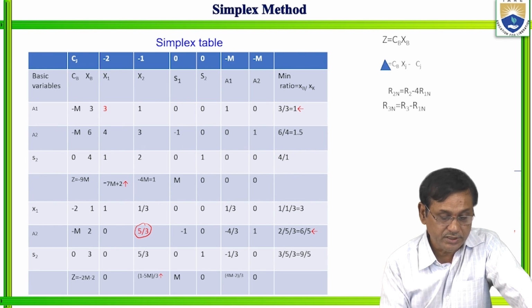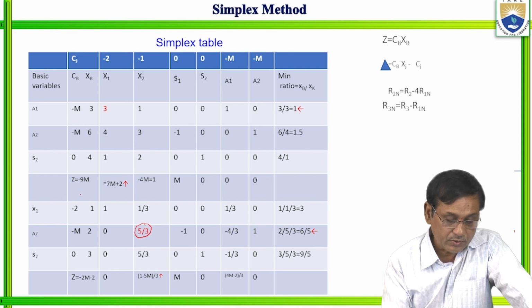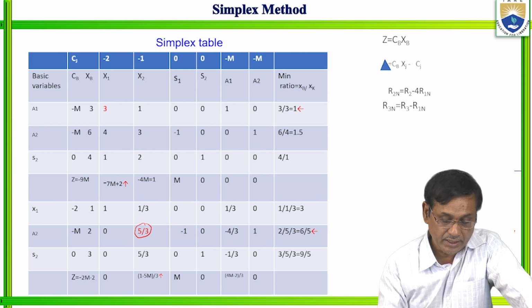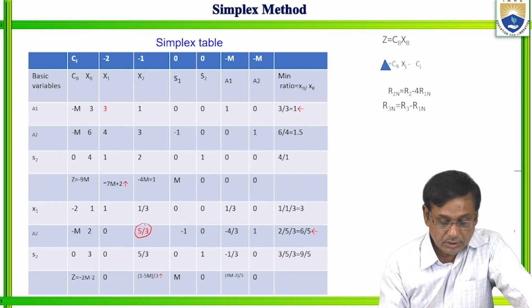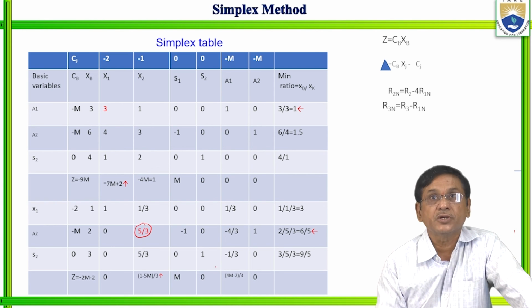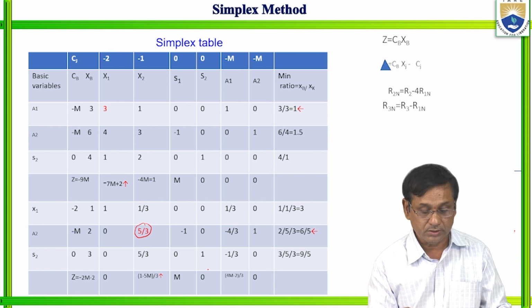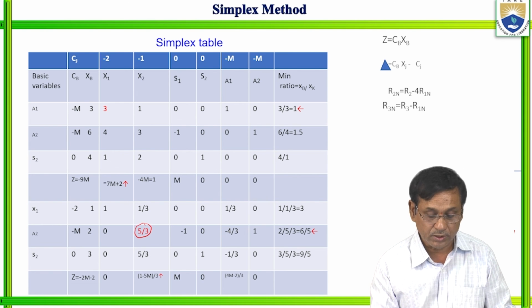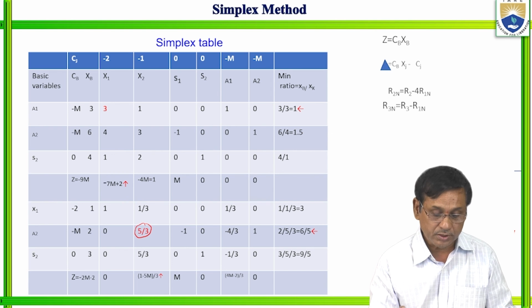Now we have to see this one. First we have to calculate the Z value by using the relation CB XB. Then we have to find the delta values. The delta value can be found by using the relation CB XJ. So CB values are here. CB is -2, this is 1 by 3, like that. Minus M, minus 5 by 3, 0, 5 by 3. Like that we have to find out. And finally we have to see whether all the delta values are positive or not. If all delta values are positive, the solution is optimum. If any one is negative, then the solution has to be improved.